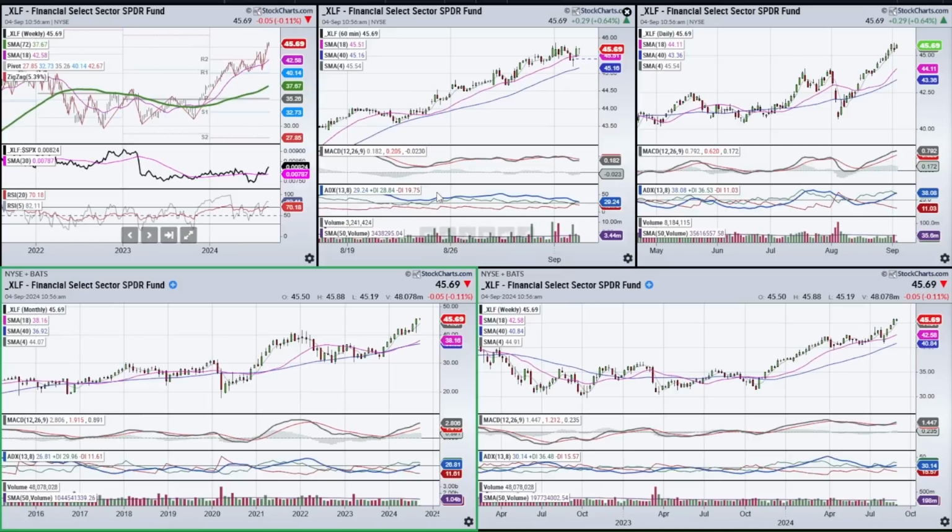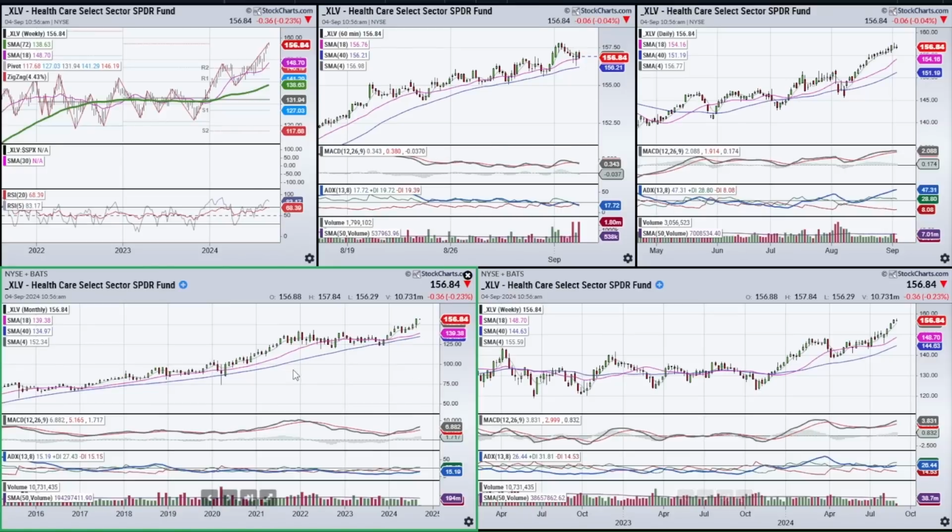All right, look, the XLF does look attractive. We need a little bit of a pullback in some stocks, but we also have some new names rotating up. I also want to point out, look at a few other sectors.